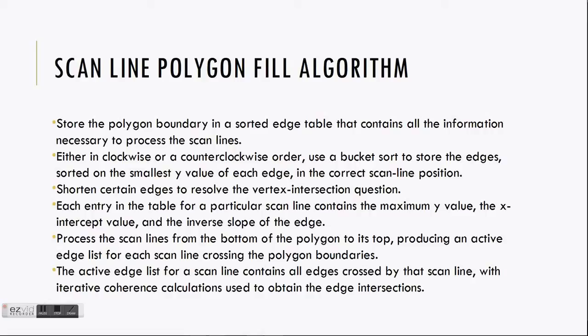Each entry in the table for a particular scan line contains the maximum y value, the x-intercept value, and the inverse slope of the edge. Process the scan line from the bottom of the polygon to its top, producing an active edge list for each scan line crossing the polygon boundaries. The active edge list for a scan line contains all edges crossed by that scan line, with the iterative coherence calculation used to obtain the edge intersections.